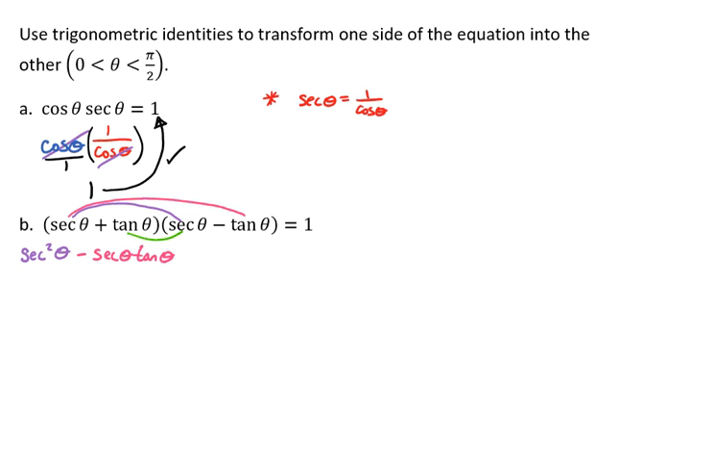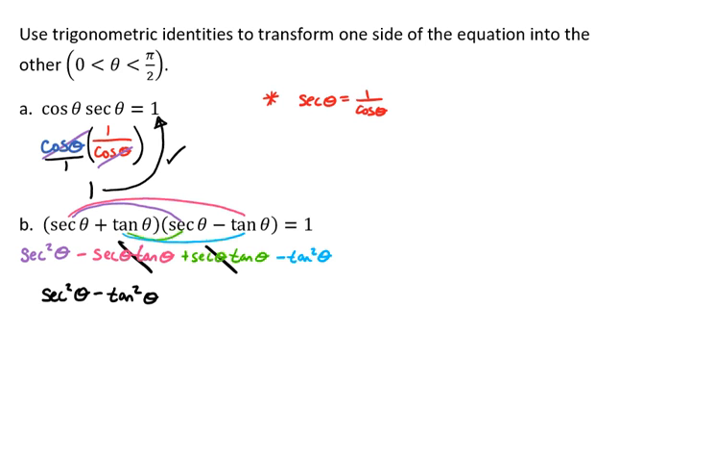Then we're going to take the tangent of theta times the secant of theta, which is going to give us a positive secant theta tangent theta. And then we're going to take our tangent of theta times our negative tangent of theta, which is going to give us a negative tangent squared of theta. Now from here, we can see that we have a secant theta tangent theta, and a negative secant theta tangent theta, which is going to allow us to cross those off. It's like taking a 3 minus 3. And that's going to leave us with the secant squared of theta minus the tangent squared of theta.